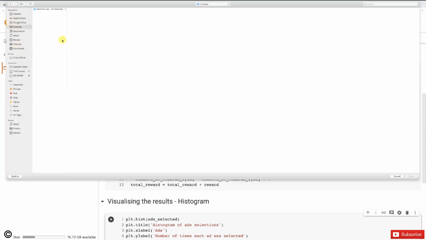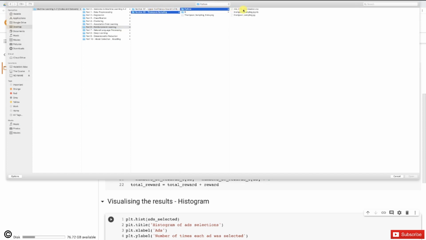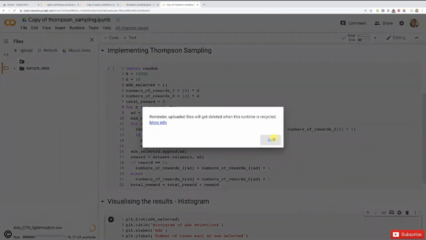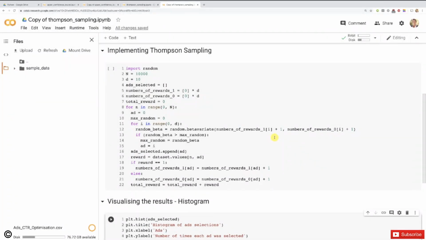And now in your machine, please find the machine learning dataset folder wherever you put it and which you had to download at the beginning of each section, including this one. Then once you find it, let's go inside. Let's go to part 6 now, reinforcement learning, and section 33, Thompson sampling, and of course Python, and Ads CTR optimization. Let's click open, let's click OK, and now we have the dataset.